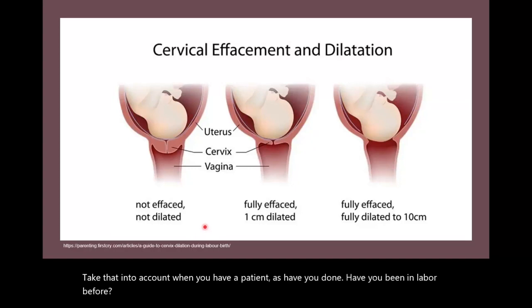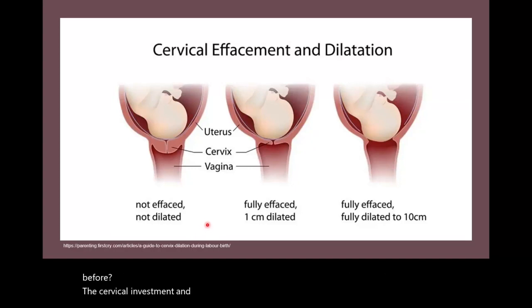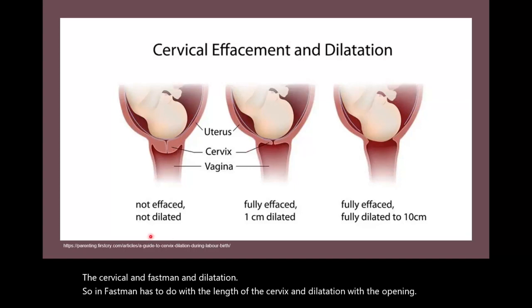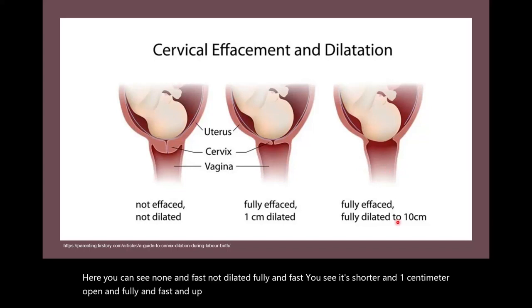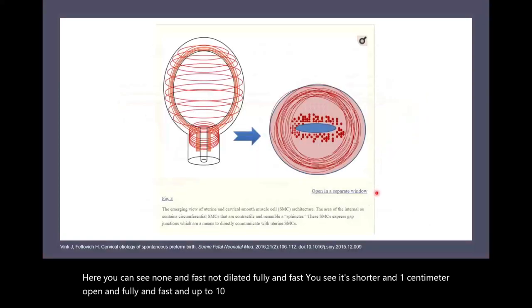The cervical effacement and dilatation. Effacement has to do with the length of the cervix and dilatation with the opening. Here you can see non-effaced, not dilated, then fully effaced. You see it's shorter and 1 centimeter open, and then fully effaced and up to 10 centimeters fully dilated.